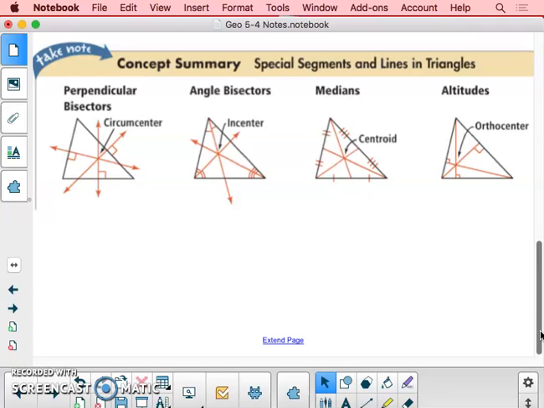Okay, here's a quick summary of what we've talked about with all of the types of special segments that happen in triangles. So this could be a great note card idea right here. All right, so just a quick recap.